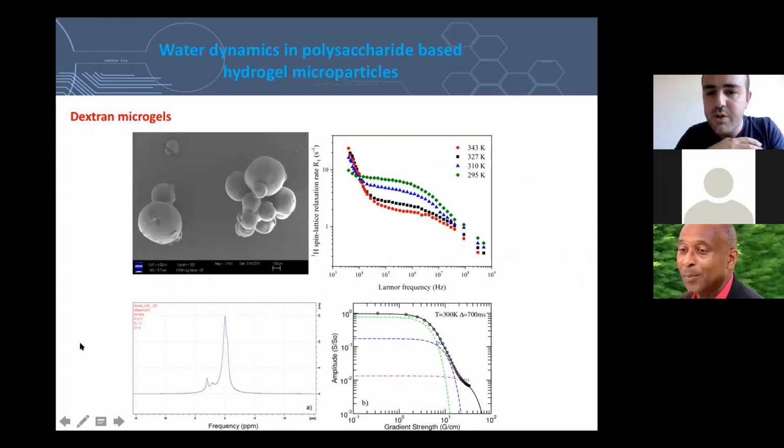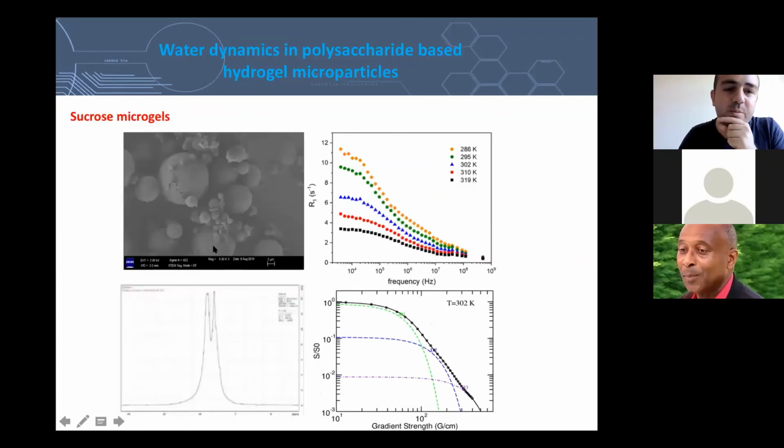So before concluding my speech, I want to show you that we also studied some different systems, for example dextran microparticles, with a mainly similar scenario. We have different fractions of water, and we have 3 different diffusion processes. For example, here we have the inverse temperature dependence manifesting itself only at very low frequencies, and for the rest we have a normal behavior.